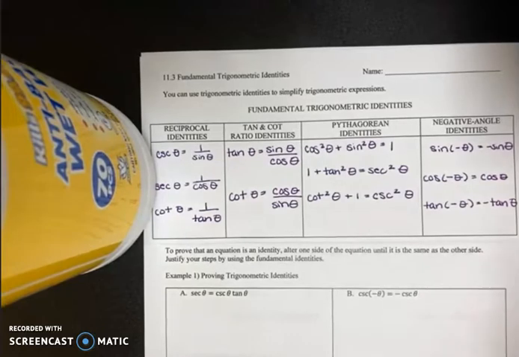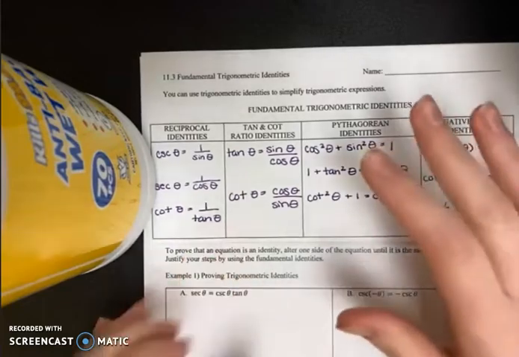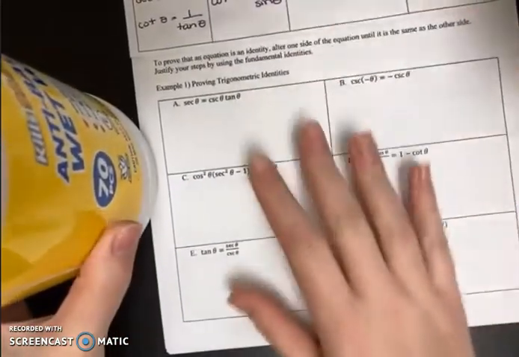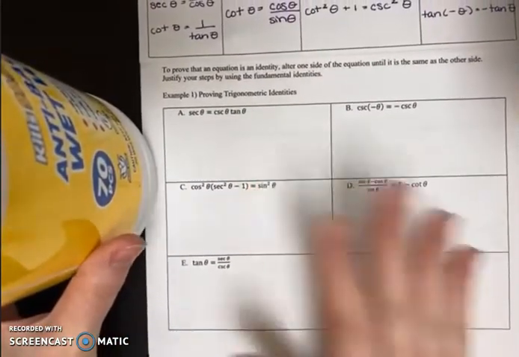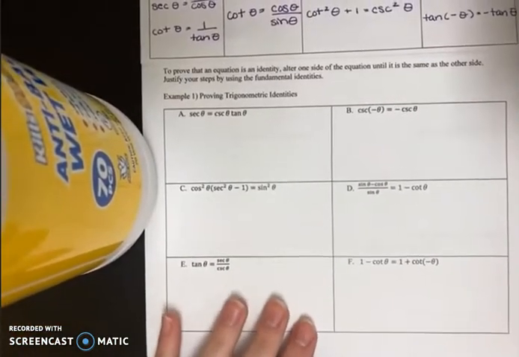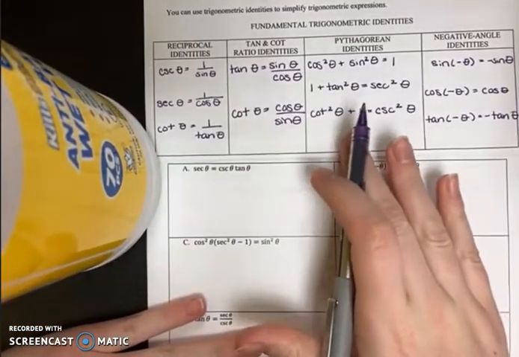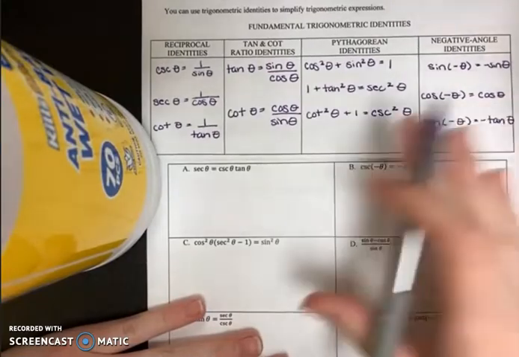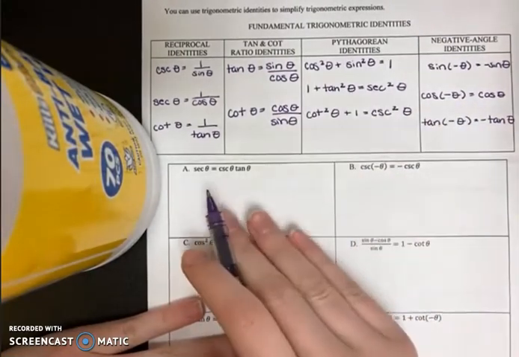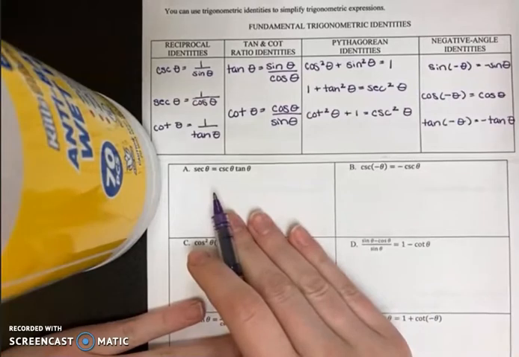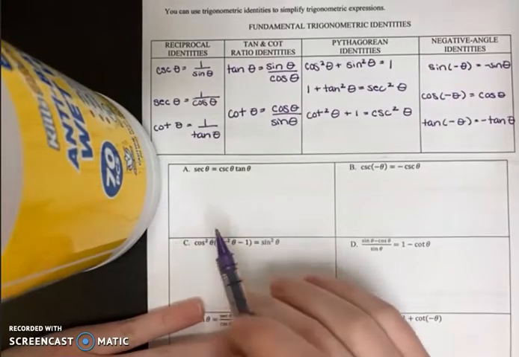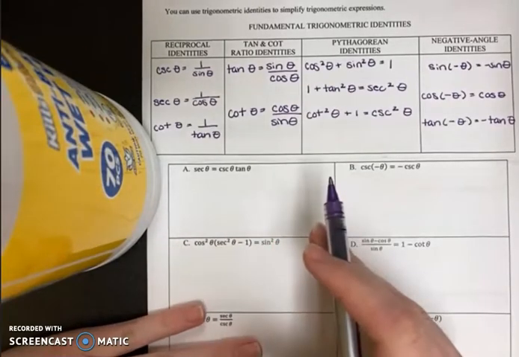Now we're going to take a look at example 1, which is where we're going to be trying to prove trigonometric identities. In order to do this, we alter one side of the equation until it looks the same as the other side. So starting with example 1, part A. I scooched down my sheet of paper that has the identities on it because these are what we'd like to use in order to rewrite the trig expressions. So we want one side to end up looking like the other.